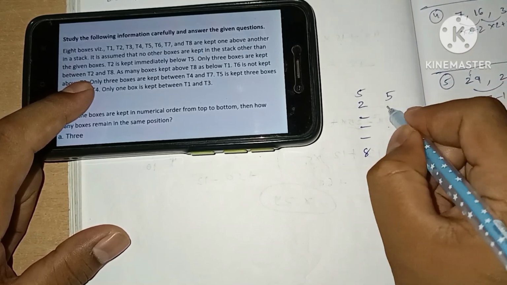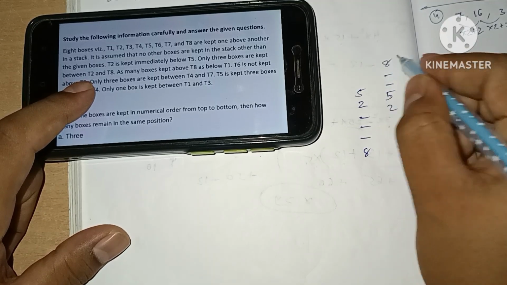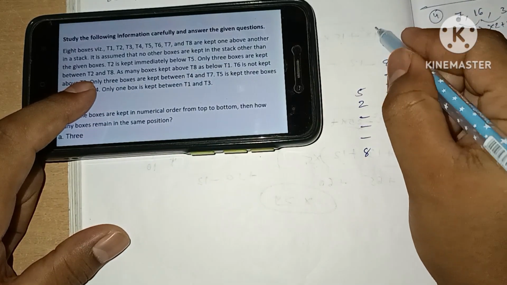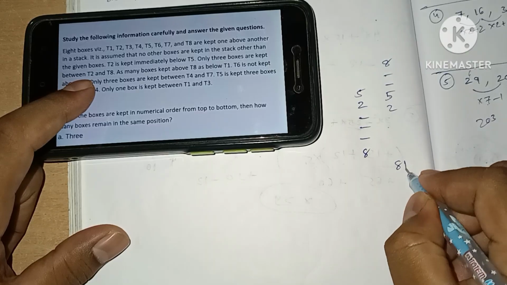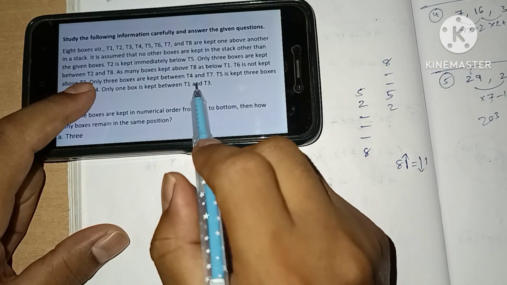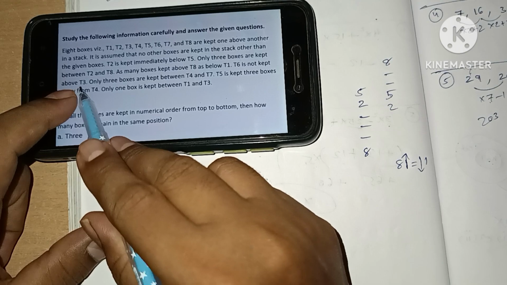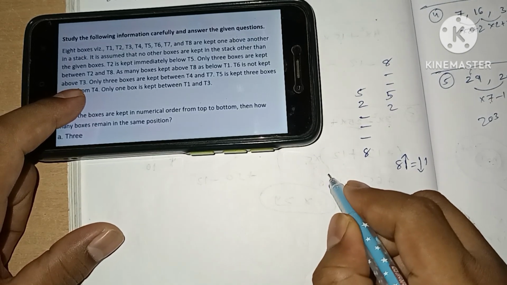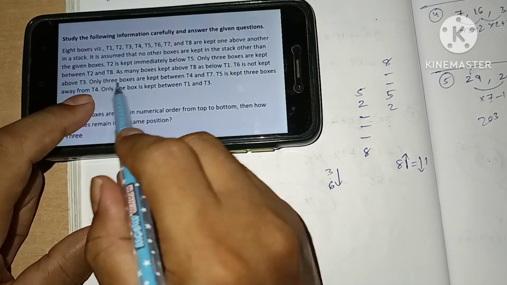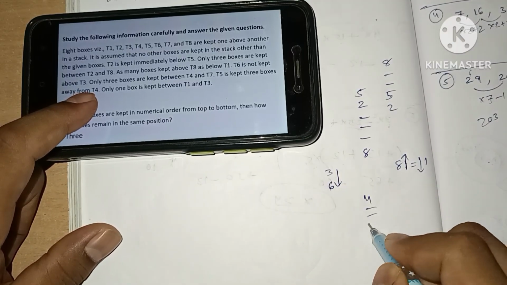Or else we have 5, 2, 1, 3 and 8. So we got 2 possibilities now. As many boxes kept above T, above 8 is the same as below 1. Okay. Next, 6 is not above T. 6 is not above T means above 3, so it is below 3. 6 is below 3. Only 3 boxes are kept between 4 and 7. So between 4 and 7 there are 3 boxes.